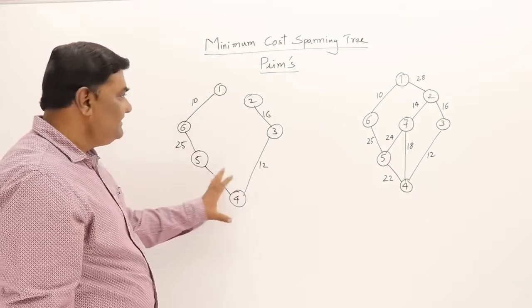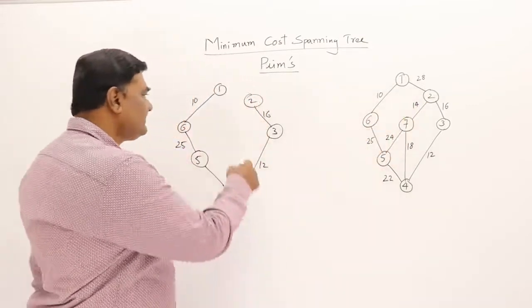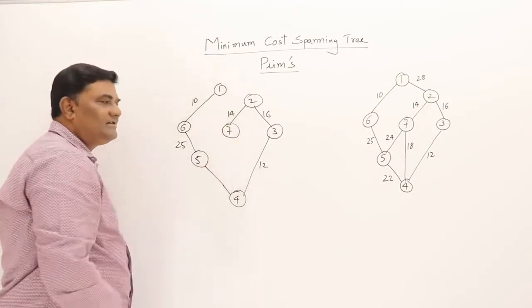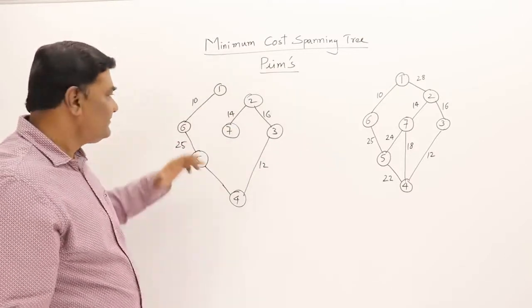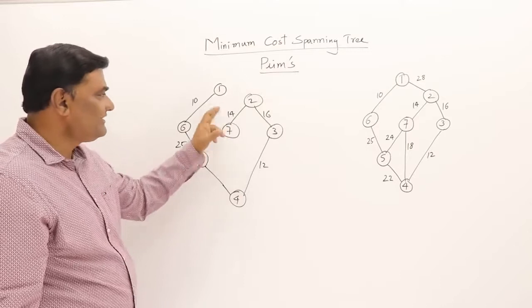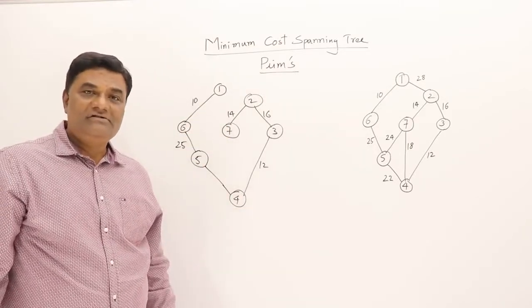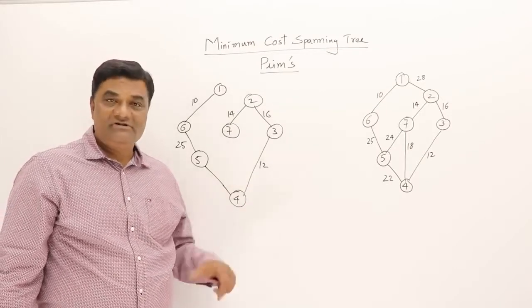Then out of all these, who is next connected? From 2 to 7 there is an edge which is connected. So this is 7. That's it. There are 7 vertices, so 6 edges are selected, and this is how we got a minimum cost spanning tree.